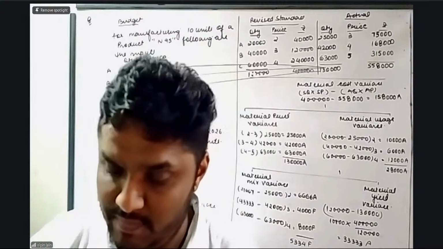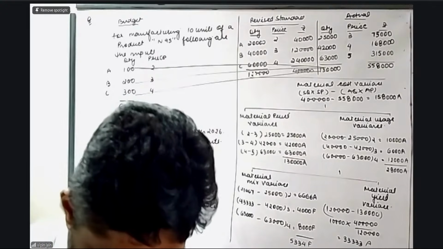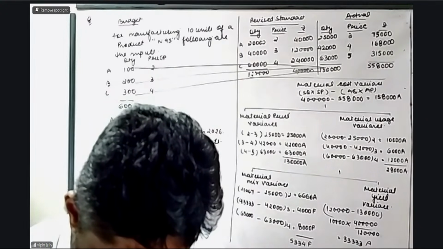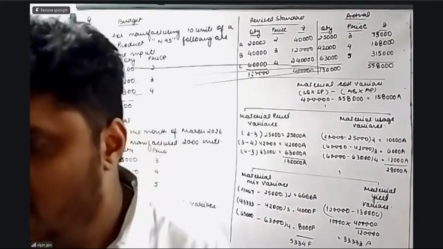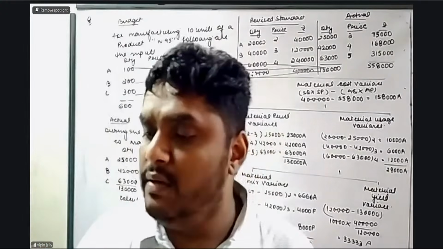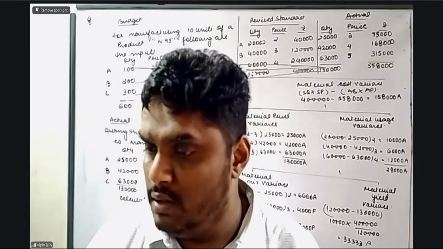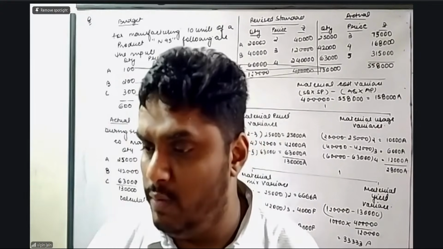How will this output and this entire scenario get impacted when we have normal loss or abnormal loss? How to handle that? See, the things are very simple. In terms of abnormal loss, we will not be considering abnormal loss. Normal loss, if it is mentioned in the question, we have to take the normal loss.